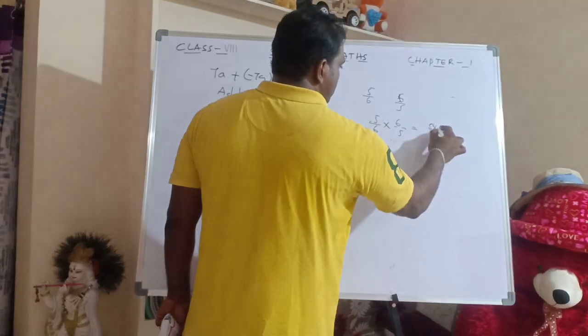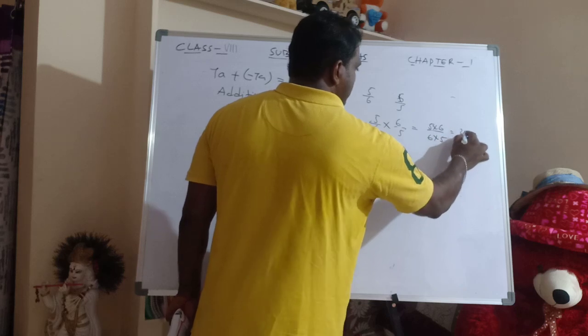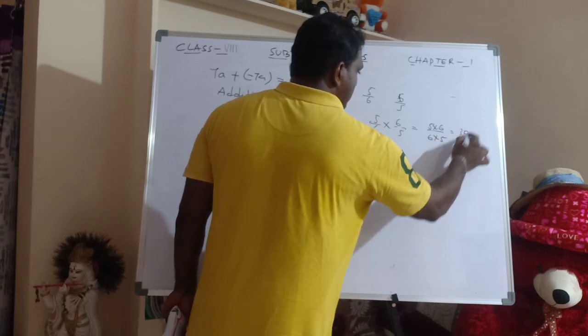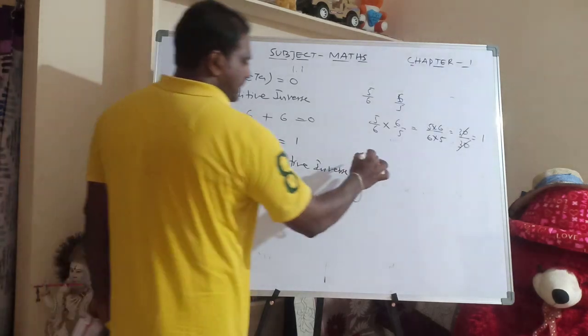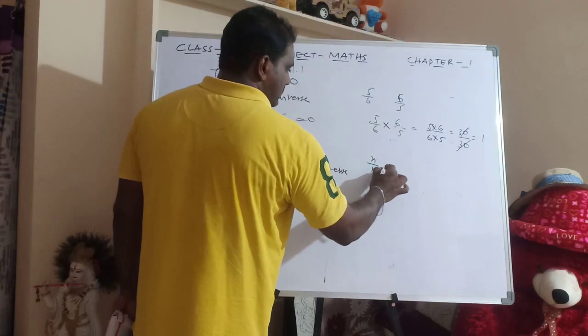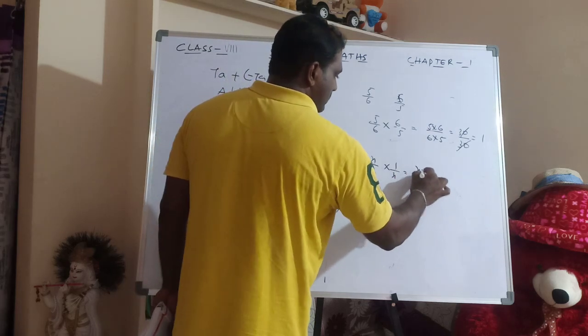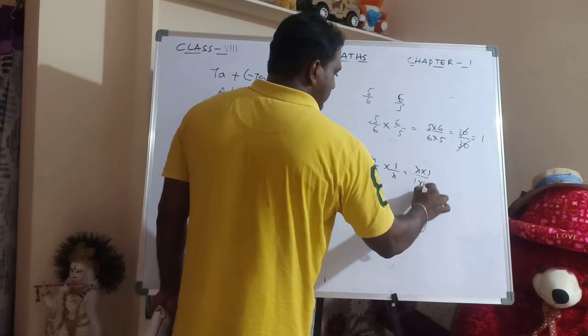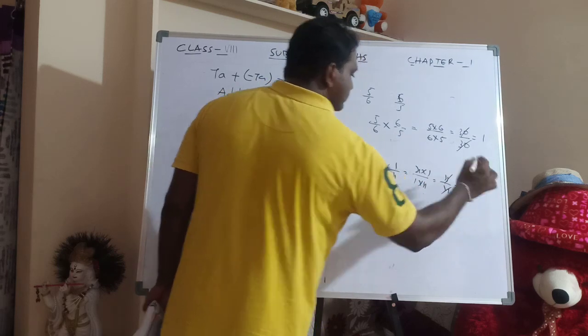5 into 6 by 6 into 5. 5 sixes are 30, 6 fives are 30. How much will I get? I will get 1. Here also, x into 1 by x, that is x by 1 into 1 by x, that is x into 1 by 1 into x. So x by x cancels, and I will get 1.